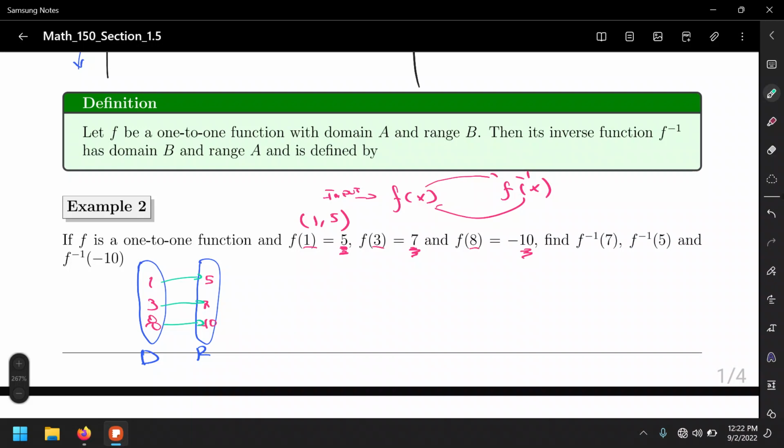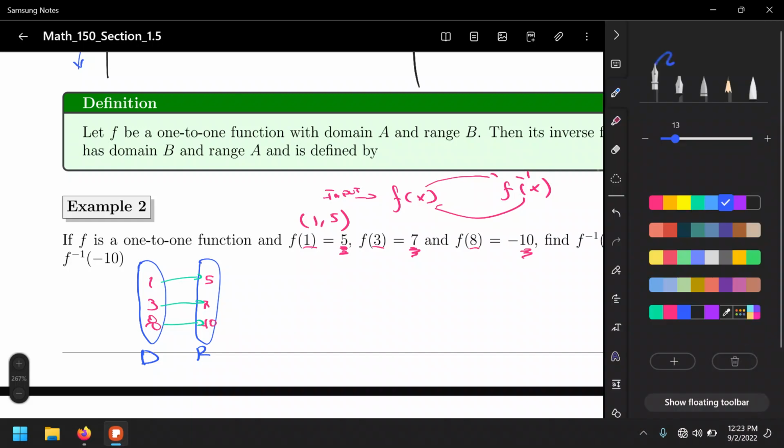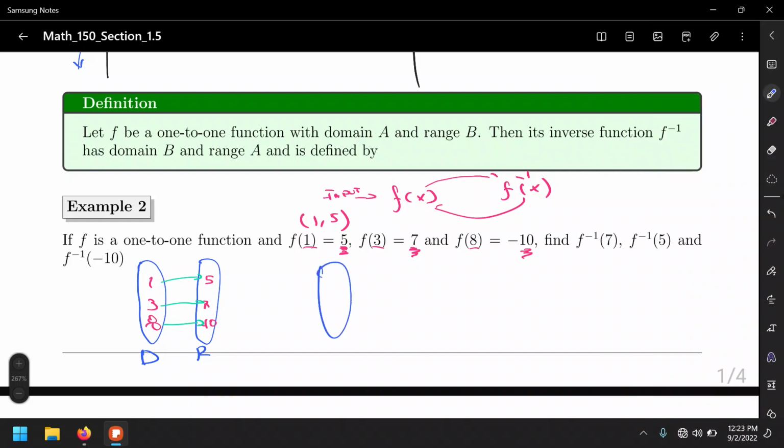Now, given those points, they're asking us to find the inverse of 7, the inverse of 5, and the inverse of negative 10. In other words, let's draw the same bubbles here.